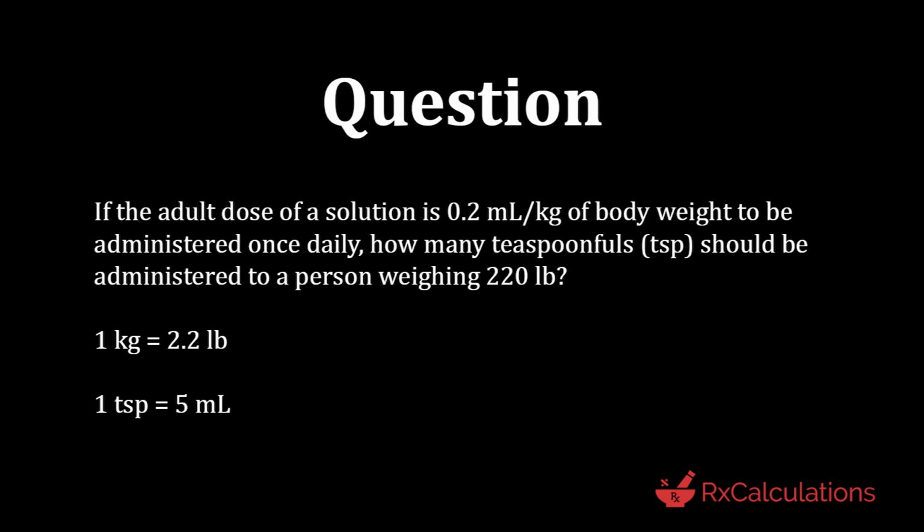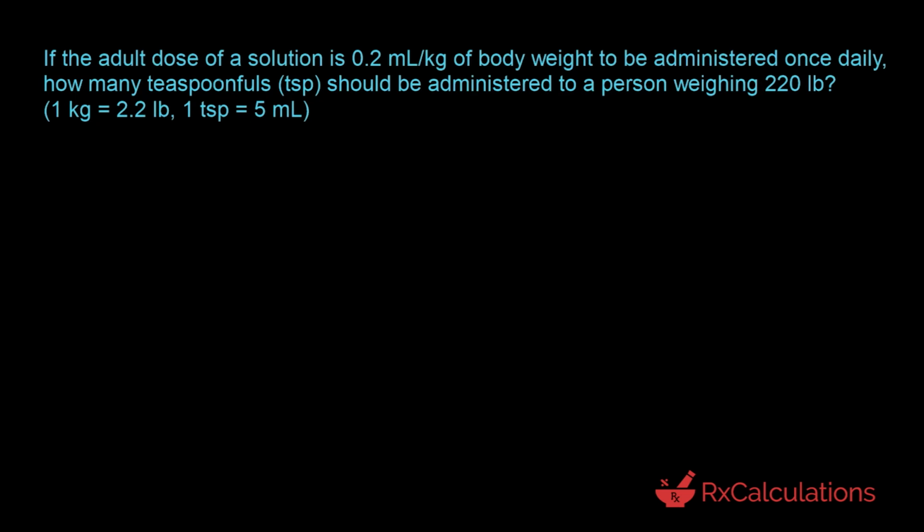This question says, if the adult dose of a solution is 0.2 milliliters per kilogram of body weight to be administered once daily, how many teaspoonfuls should be administered to a patient weighing 220 pounds? And you have your conversion factors: 1 kilogram equals 2.2 pounds, and 1 teaspoonful equals 5 milliliters. So from the question, we are looking for the number of teaspoonfuls. So that will be our wanted unit.